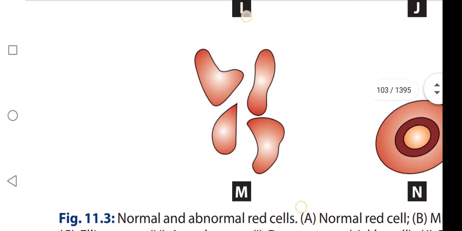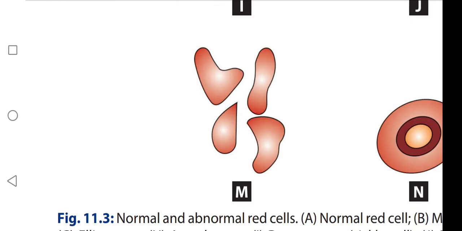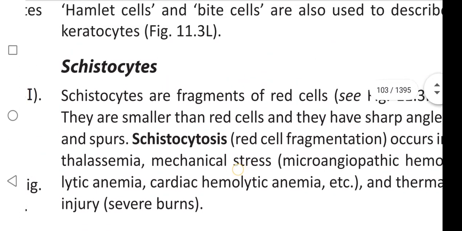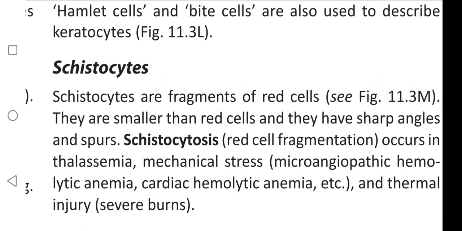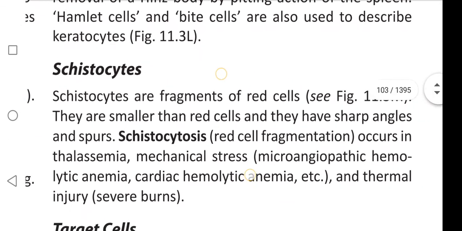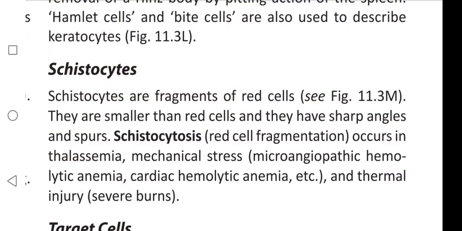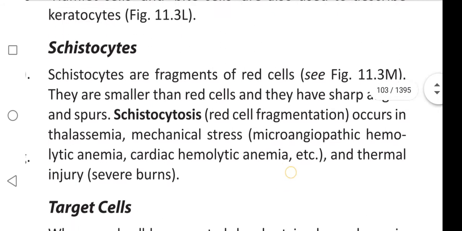This is the schistocyte. Once again we learn about schistocyte. Schistocytes are fragments of red cells. They are smaller than red cells and have sharp angles and spurs. Schistocytosis, red cell fragmentation, occurs in thalassemia, mechanical stress, microangiopathic hemolytic anemia, cardiac hemolytic anemia, and thermal injury like severe burns.